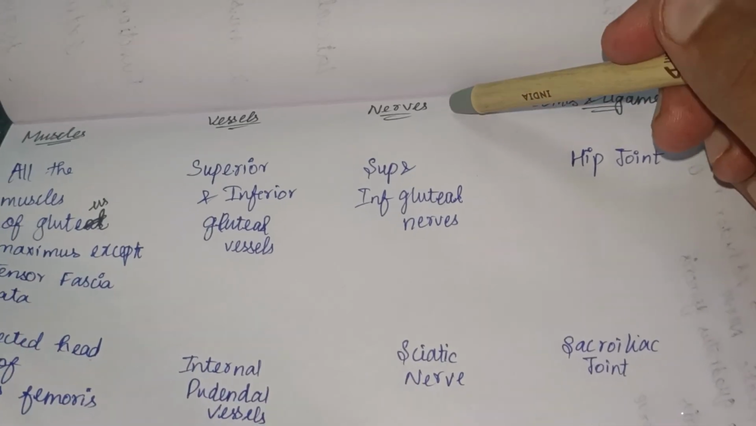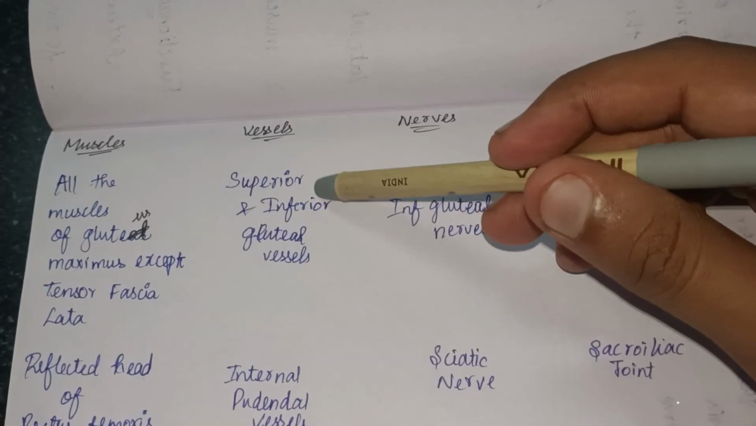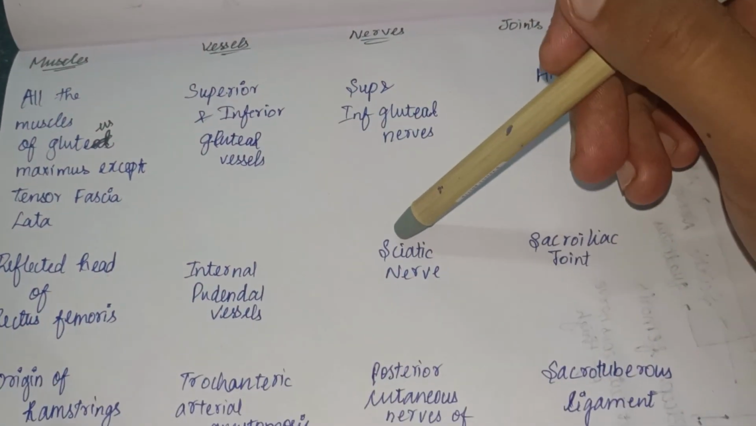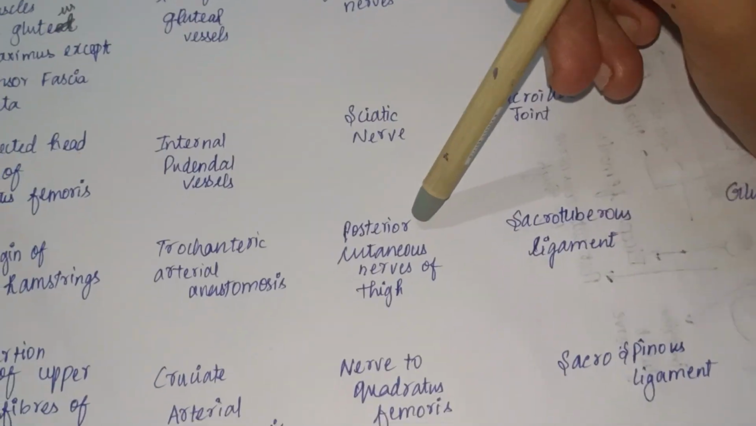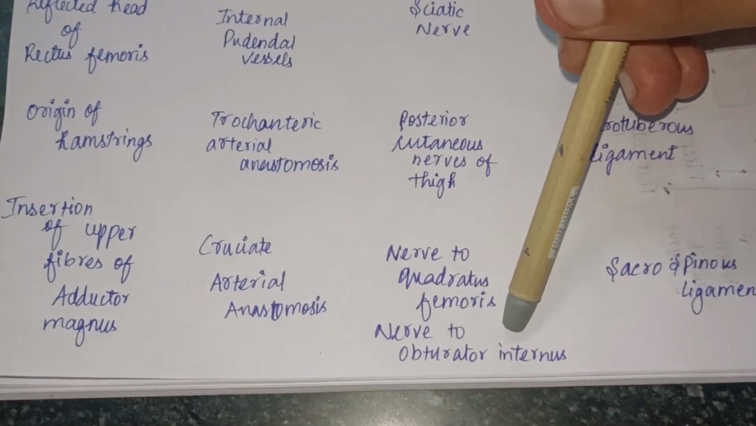Next, nerves are superior and inferior gluteal nerves, like the superior and inferior gluteal vessels. Next, sciatic nerve, posterior cutaneous nerve of the thigh, nerve to quadratus femoris and nerve to obturator internus.